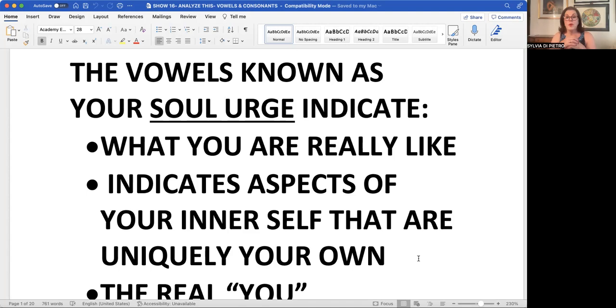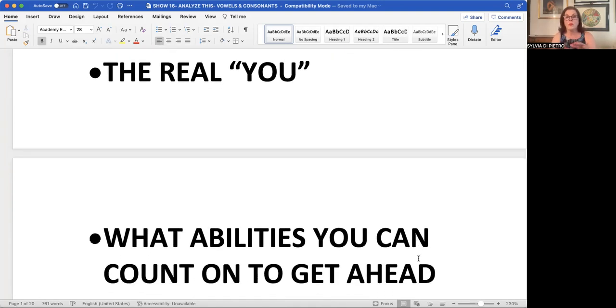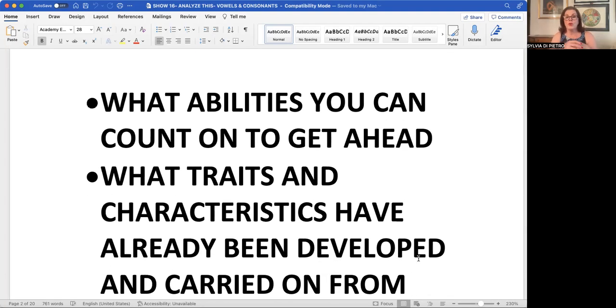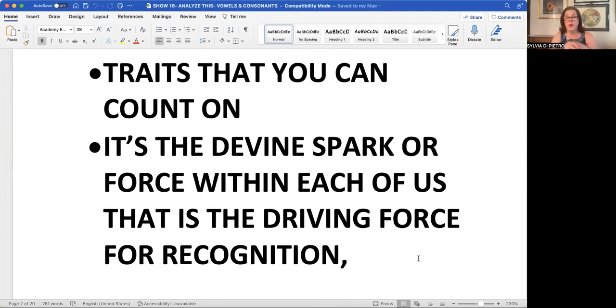Why? Because the vowels in your name indicate what you're really like, and they indicate the aspects of your inner self that are uniquely you. They are just you. They are the real you. And we're going to be analyzing a name very shortly. The soul urge are what abilities you can count on to get ahead. What traits and characteristics have already been developed and carried from one life into another. The traits that you can count on, they're the real you.